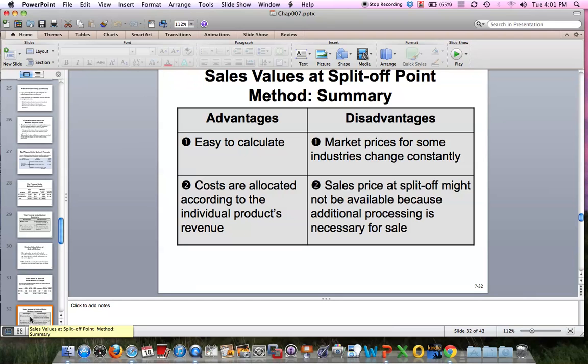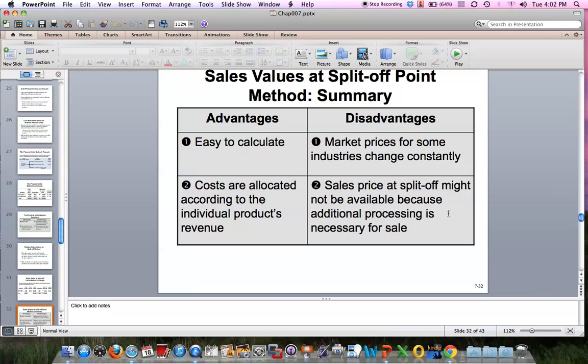Advantages, again, still easy to calculate. Costs are allocated according to the product's revenue, which might make a little bit more sense. Disadvantages, though, market prices can change constantly. I would imagine that the market price for fish would change a lot based on supply and demand. So that might not be a good one based on that.